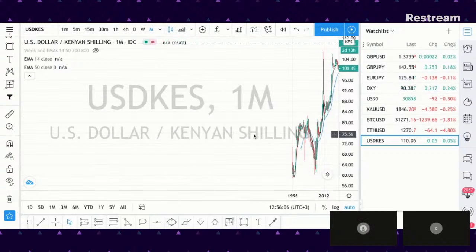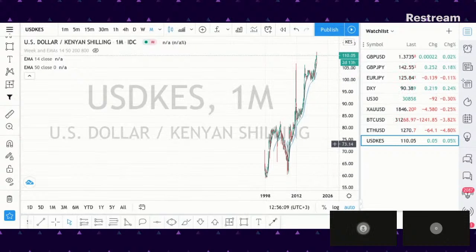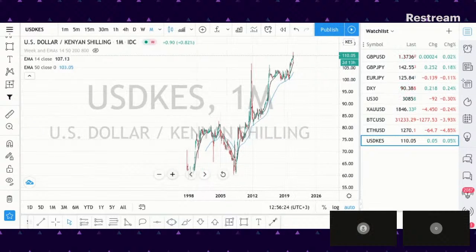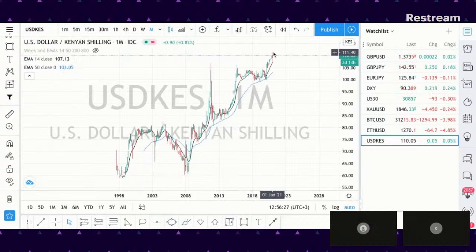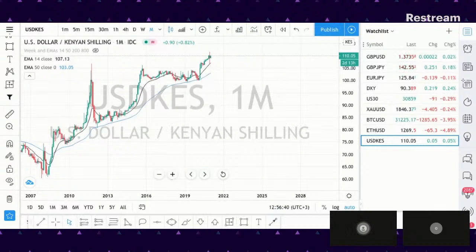So it has not been performing well. See, 1998 it came up, it came down, it came up. Right now it is at 110. Not its highest, but the highest it has ever been is 111. That's why if you are a person doing import and export, you'll hear people saying that it is expensive now to buy things because the dollar is very strong currently.